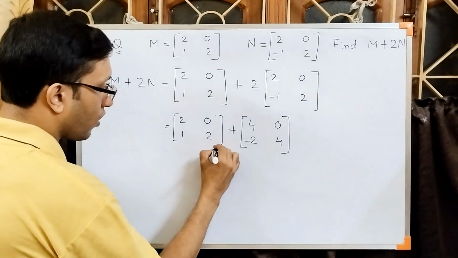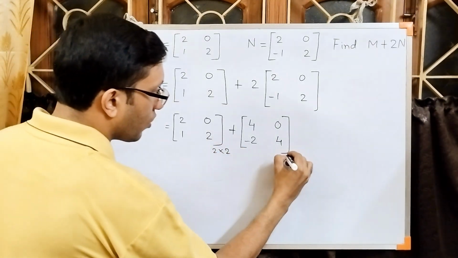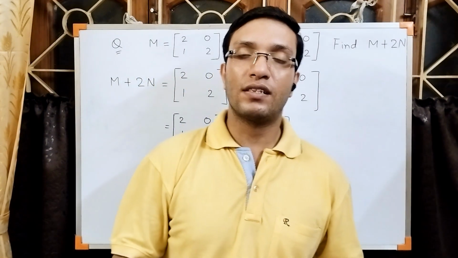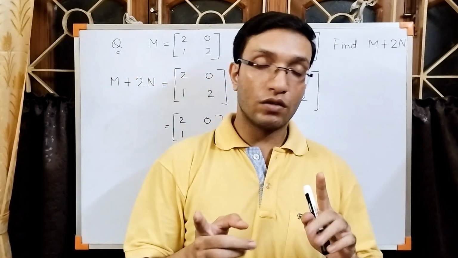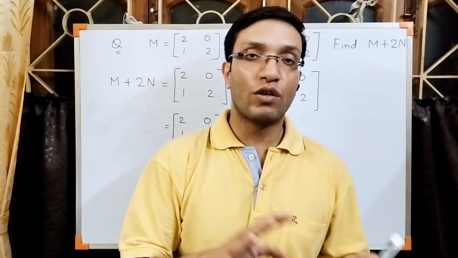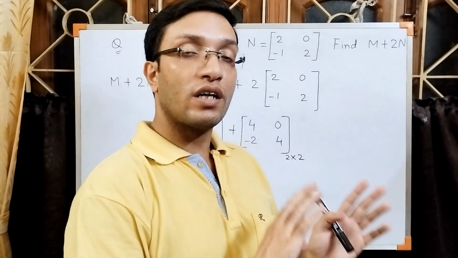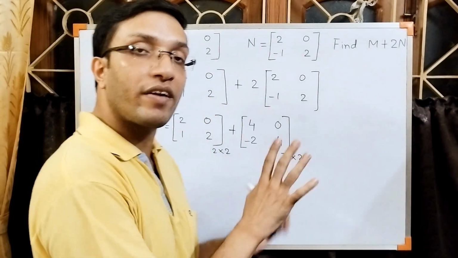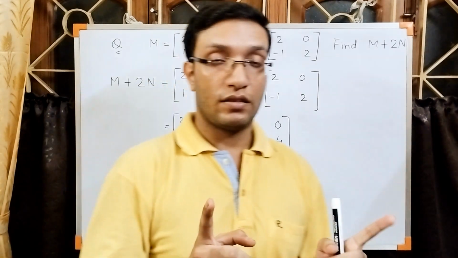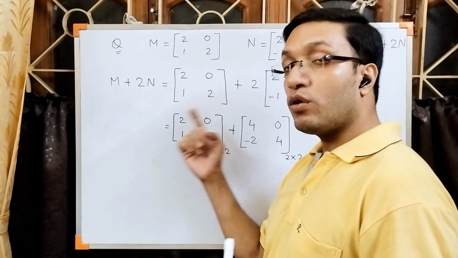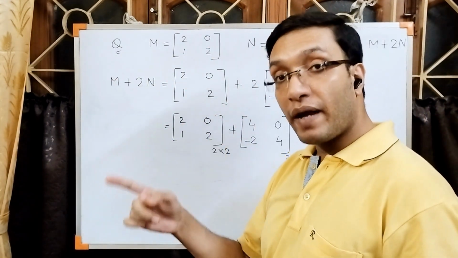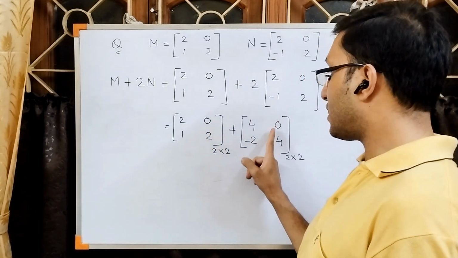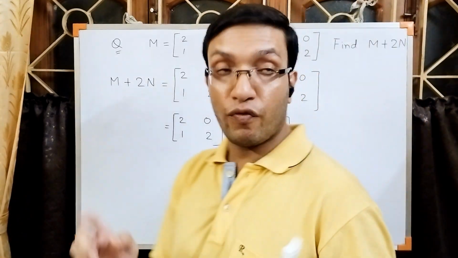Now you see, the order of this matrix is also 2 cross 2, and the order of this matrix is also 2 cross 2. Now what did I say? That two matrices can only be added or subtracted only when orders of both the matrices are equal. So here also we have a 2 cross 2 matrix, and here also we have a 2 cross 2 matrix, so we can add both of them, and according to the elements present in the respective positions, this should be added with this, second element should be added with second, third with third, and fourth with fourth.